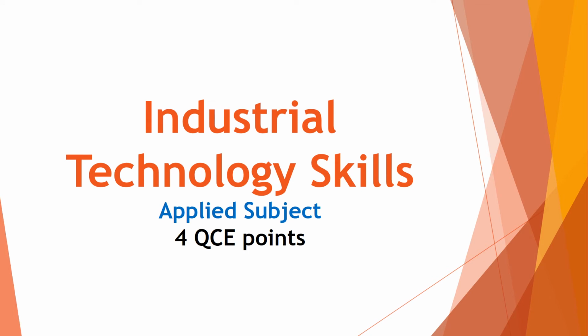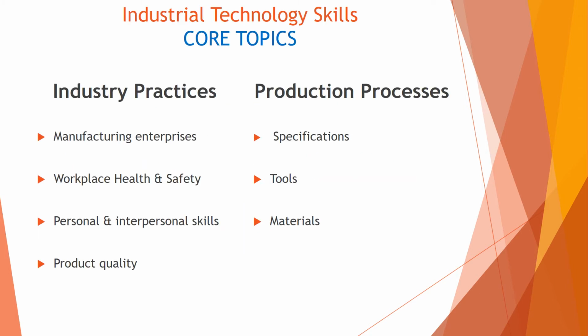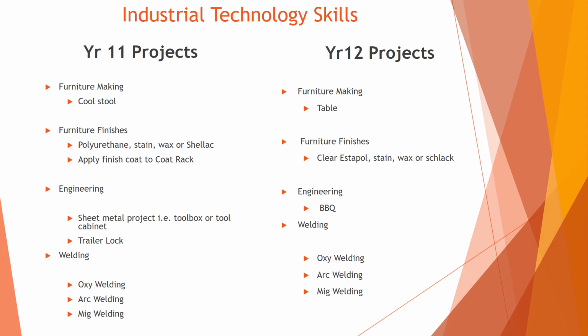Second subject, Industrial Technology Skills, again an applied subject and contributes 4 QCE points. Core topics again include industry practices and production processes. Projects you'll make include furniture making and finishing that furniture effectively, engineering, and also learning the different forms and types of welding.